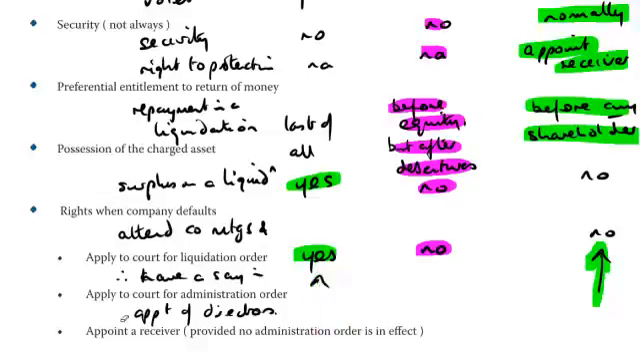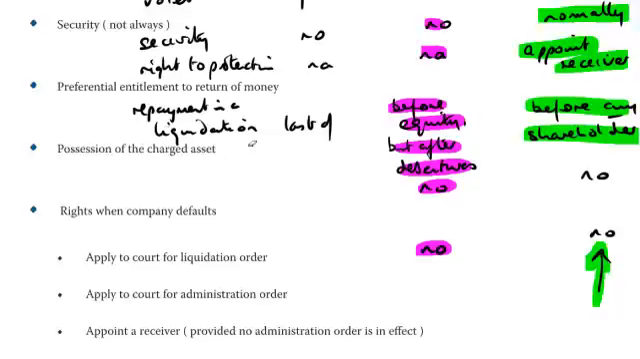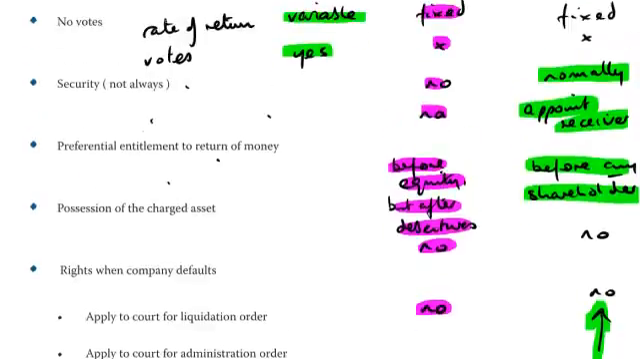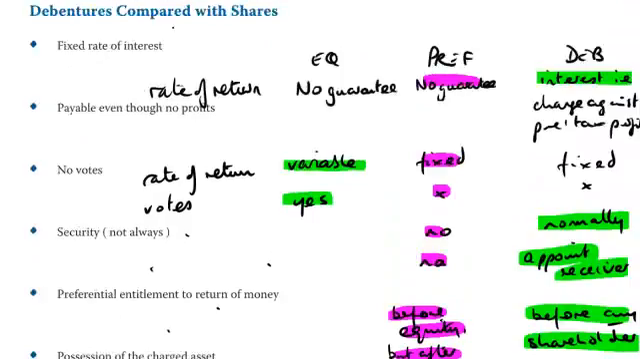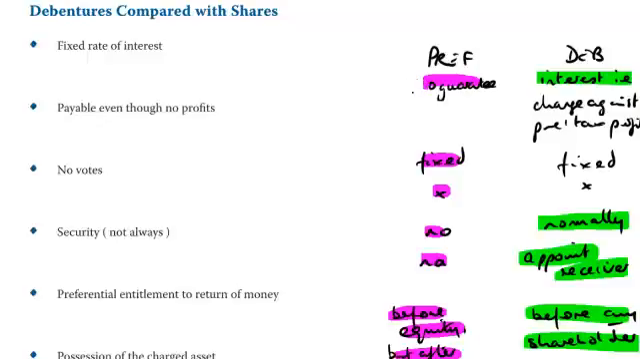If I just get rid of this, then we can look at the typing on this page and see. I think we'll find that it says pretty much what I've just written into the debenture column. Let's have a look. Debentures, fixed rate of interest, payable even though there's no profits. It's interest, it's not a dividend. Whereas the shareholders will only get their dividend if profits have been achieved. No votes. Security, but not always.